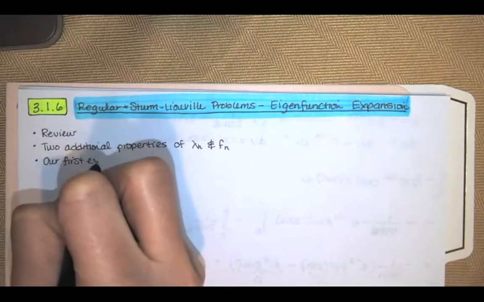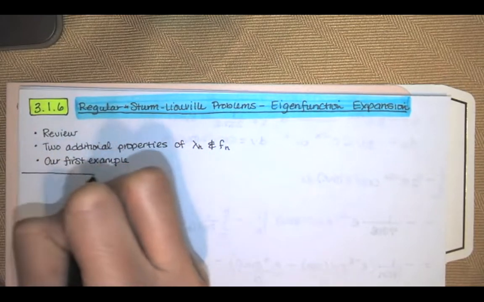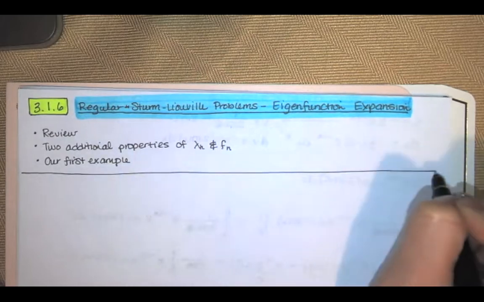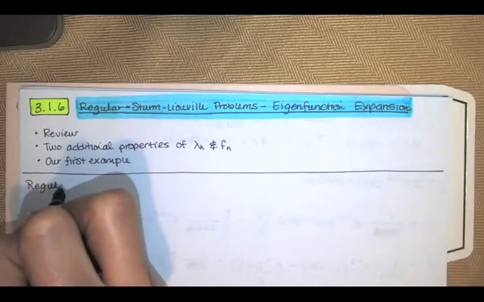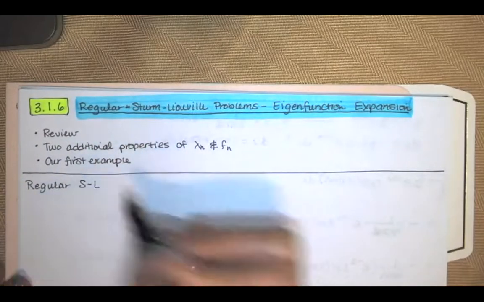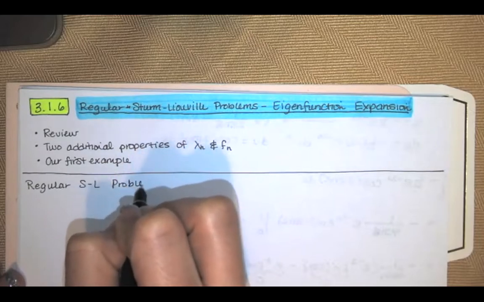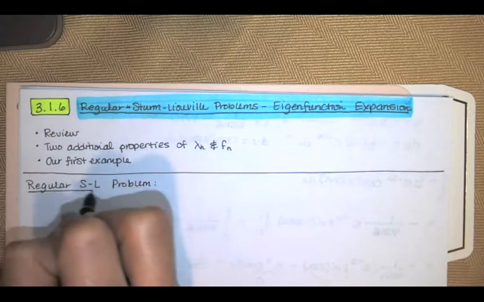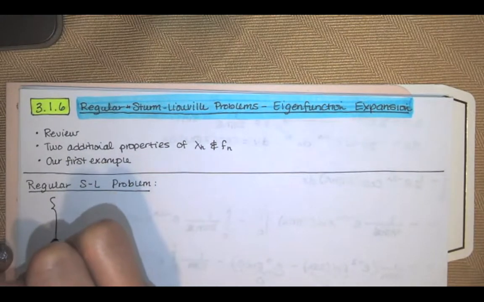And I'll probably make a second video with a second example of these for those that don't need the background. Okay, so here's the background. Here's a regular Sturm-Liouville problem, and we'll abbreviate that S-L. A regular Sturm-Liouville problem is a boundary value problem.